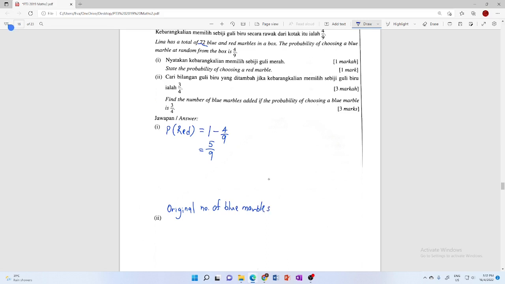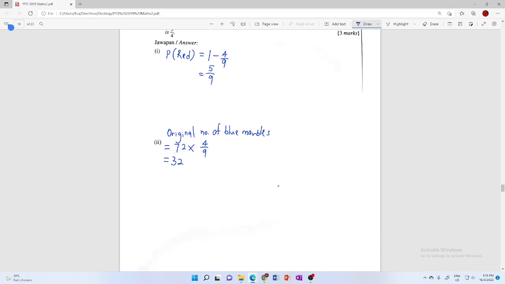Original number of blue marbles is total 72 times 4/9, so originally there are 32 blue marbles. Let's say n is the number of blue marbles added, then the probability is 3/4. So we need to find the probability of choosing blue marbles now.